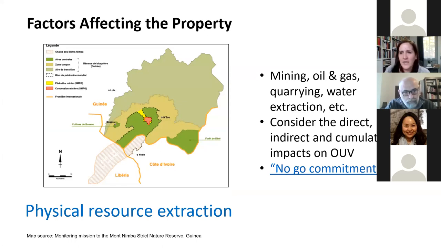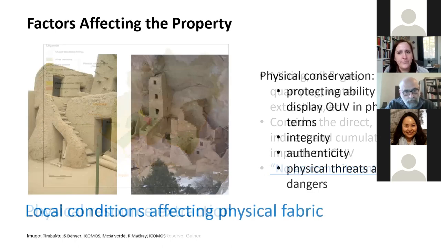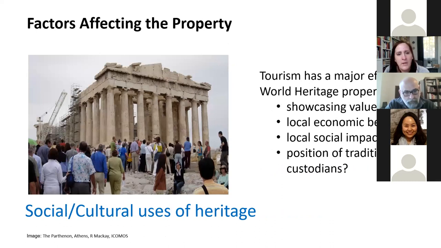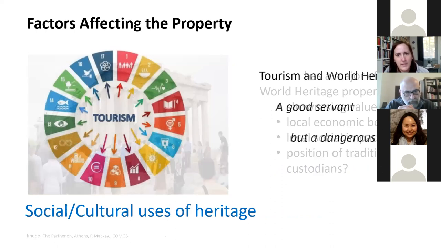We can't, unfortunately, give you easy rules. Everything needs to be an analysis of the specific situation. And there are local conditions that will affect the physical fabric, the conservation conditions of a property, and how society uses heritage. I think we can all think of very clear examples. The changing roles of some of our built heritage in particular.